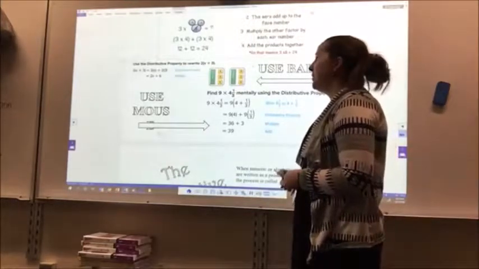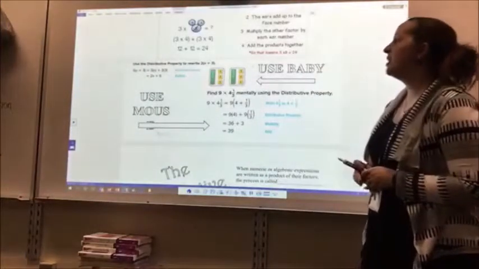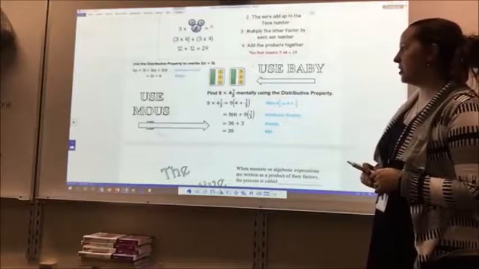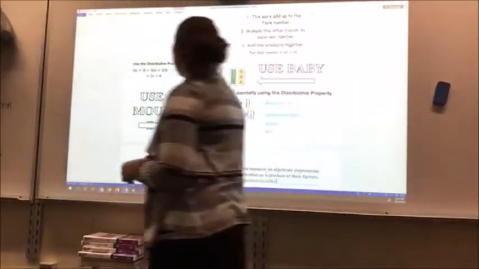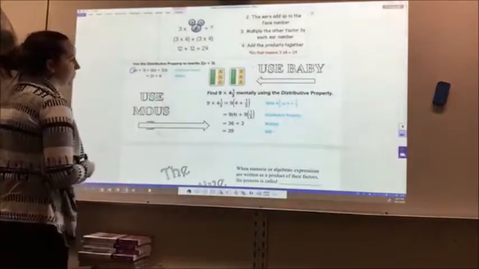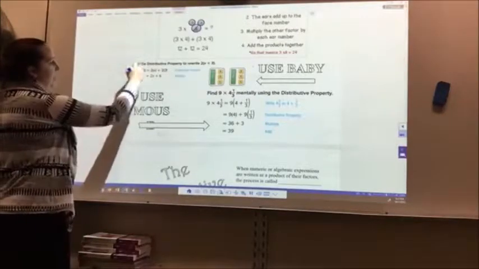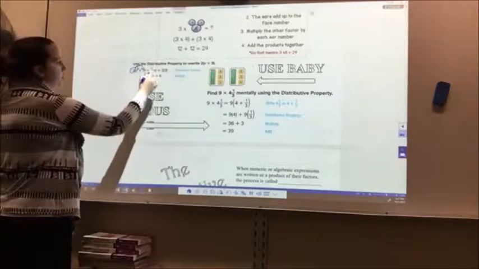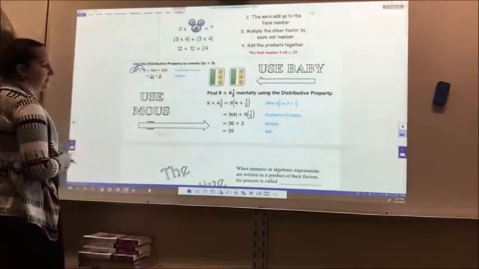So the first example I have is use the distributive property to rewrite 2 times the quantity x plus 3. So what I want to do is I want to take this 2, and I want to distribute it to everything that's inside the parentheses. So I want to take 2 times x and then 2 times 3, just like I did with baby. So 2 times x gives me 2x, and 2 times 3 gives me 6.